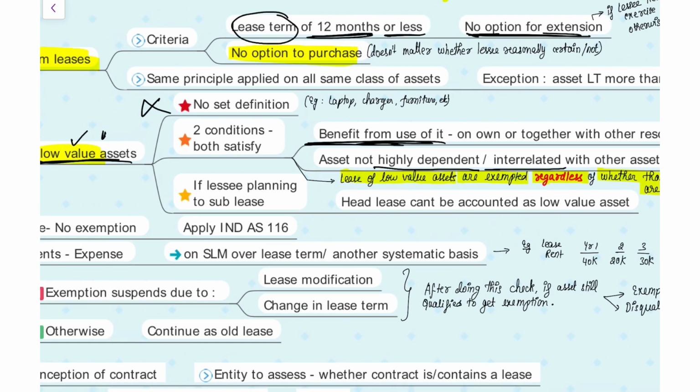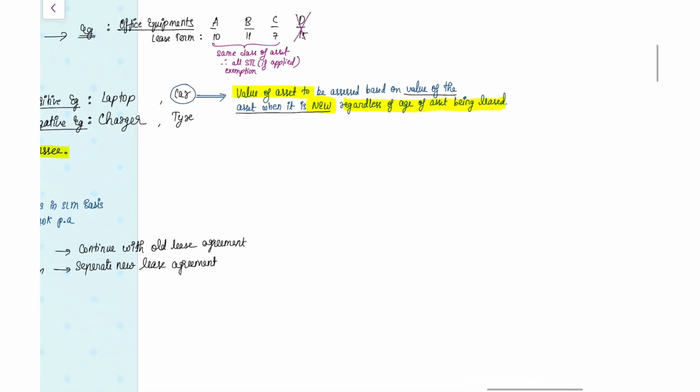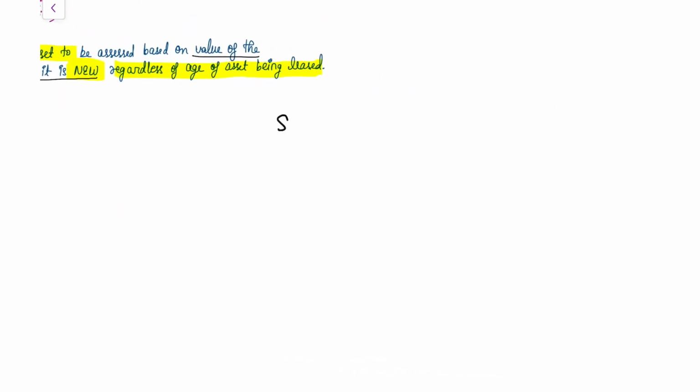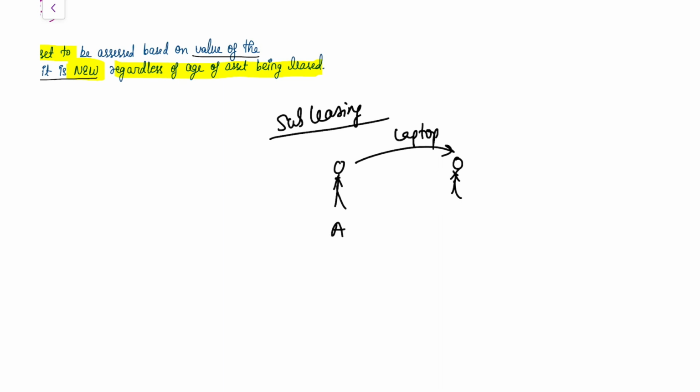Here they are telling you one more thing. Suppose there is an asset, and even though it is fulfilling all the conditions, there is one thing you have to remember: a concept known as subleasing. Here there is a lessor and a lessee. The lessor is giving a laptop to the lessee on lease. So the lessor is A, the lessee is B, and there is one more person, C, who also wants a laptop on lease. So B subleases the laptop and gives it to C.